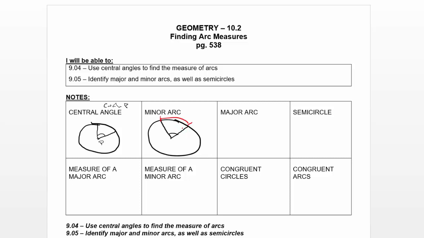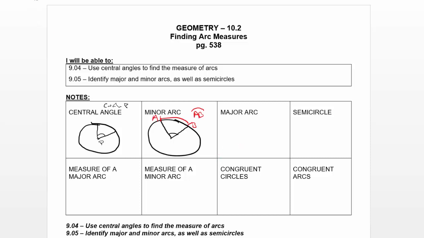A minor arc is always less than 180 degrees, and we label it with 2 letters. So we'll name the points. So if this is, say, point A, and this is point B, then we label this as minor arc AB, like this, AB, with an arc symbol over top of it.